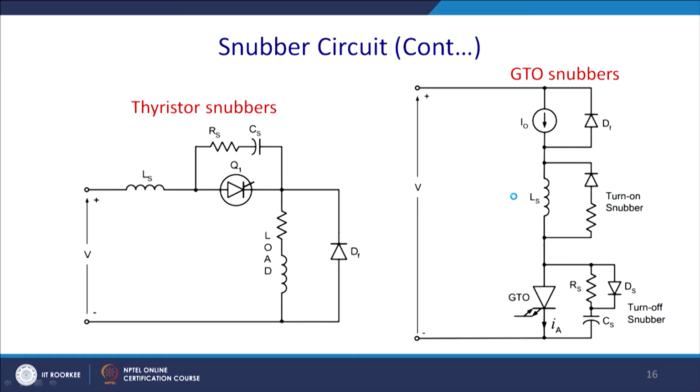So, this is the thyristor snubber that we have discussed here, and this is the RCD snubber, used for thyristors. This is the snubber used for the GTO, the same snubber can be used for the GTO. This is the turn on snubber, and this will be the turn off snubber.